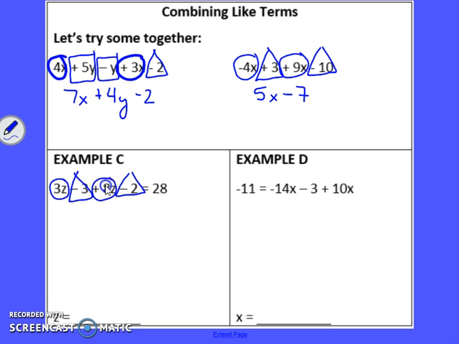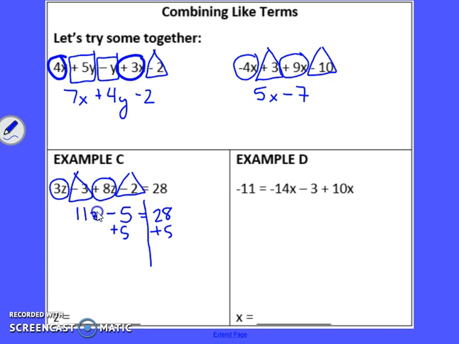So I have 3z and 8z, that's going to give me 11z. And then I have minus 3, minus 2, so that's going to be minus 5, because I went negative 3 and then more negative. All right, and that equals 28. And now all that's left to do is solve this. So I'm going to do plus 5.